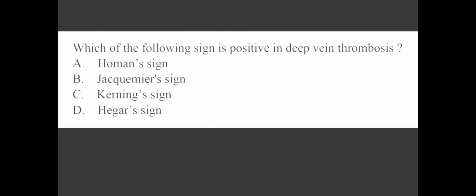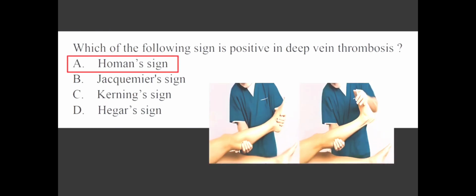Which of the following signs is positive in deep vein thrombosis? A. Homan's sign, B. Jacquemier's sign, C. Kernig's sign, D. Hager's sign. And the correct answer is A. Homan's sign. Homan's sign is often used in the diagnosis of deep venous thrombosis of the leg. A positive Homan's sign, that is calf pain at dorsiflexion of the foot, is thought to be associated with the presence of thrombosis.